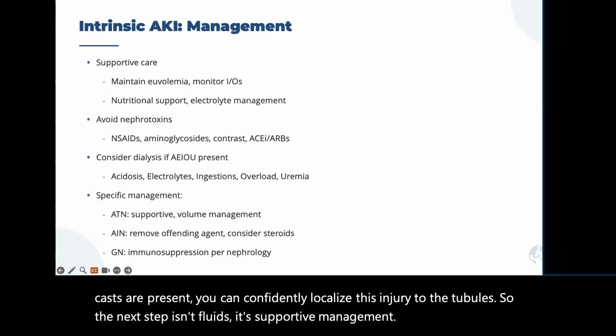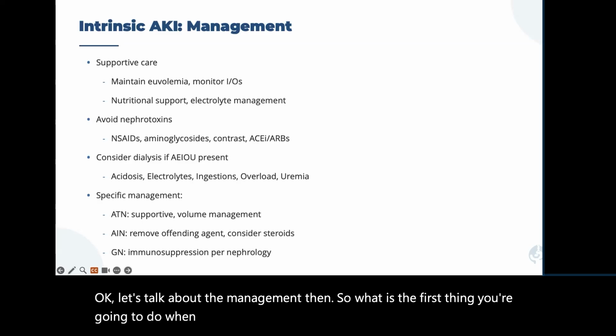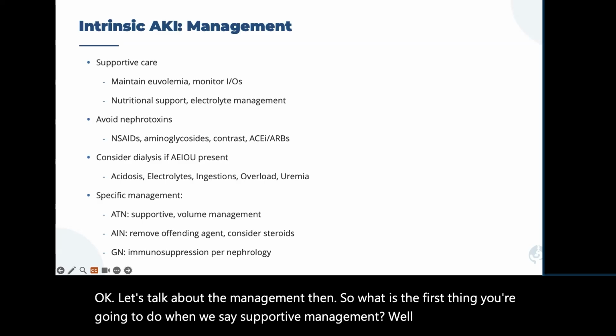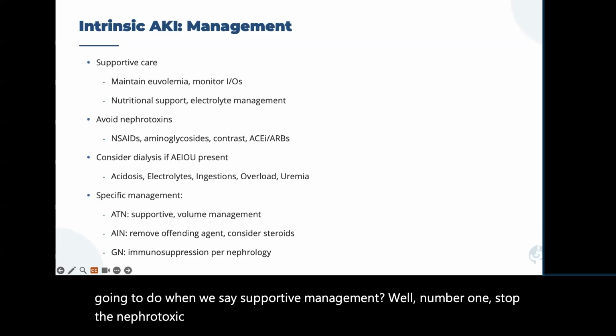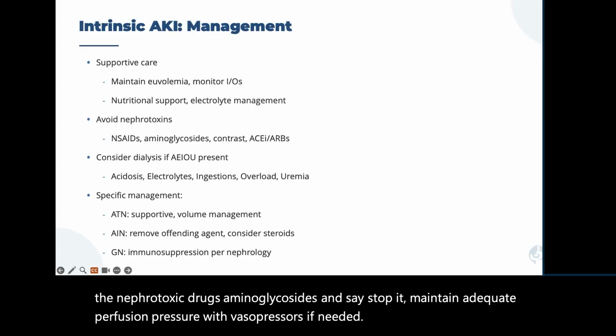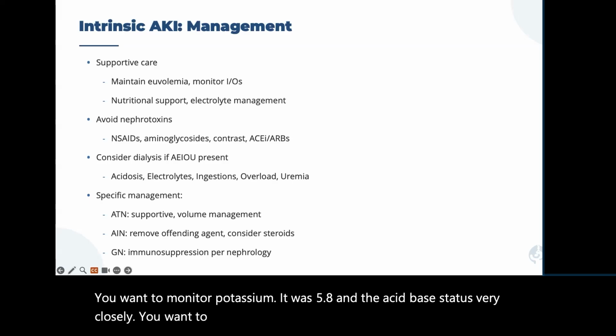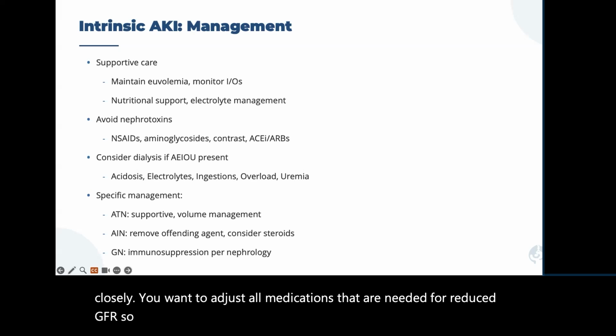Okay, let's talk about the management then. So, what is the first thing you're going to do when we say supportive management? Well, number one, stop the nephrotoxic drugs, aminoglycosides, NSAIDs. Stop it. Maintain adequate perfusion pressure with vasopressors if needed. You want to monitor potassium, it was 5.8, and the acid-base status very closely. You want to adjust all medications that are needed for reduced GFR. So in this patient is when you would start to renally dose the medications.